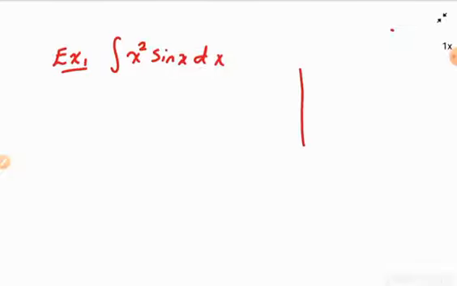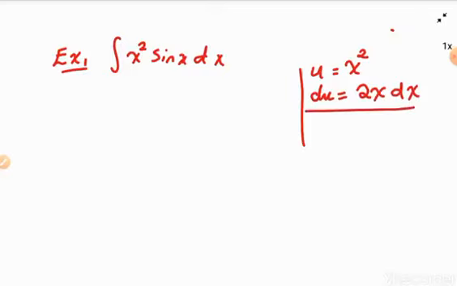We said that the first step is to let u be the algebraic expression, which is x squared, because it comes first in the word LIATE, and then the derivative of u is du equals 2x dx. The dv will be the other part of the question, which is sine x dx, because it's a trig function here.